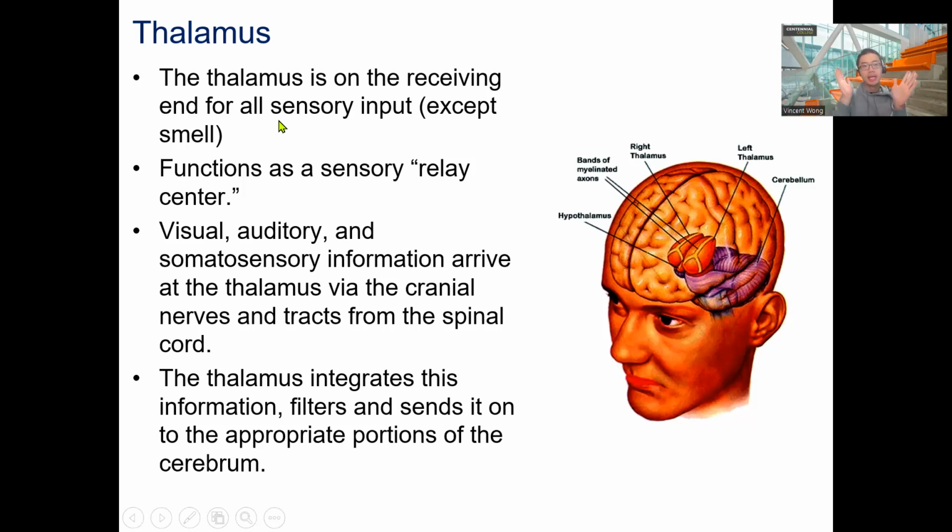All the senses go through it except for smell. Now, later on when you're studying, you might realize something. Sometimes you go into a room and you notice someone's perfume or cologne, but after a while you don't pick that scent up anymore. So how is that possible if smell does not go through the thalamus? Well, that's another mechanism.